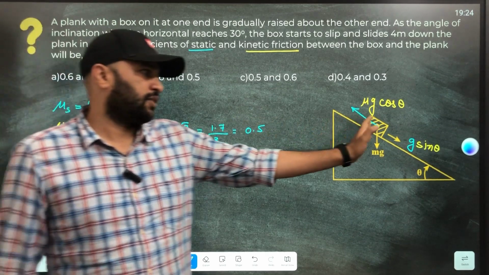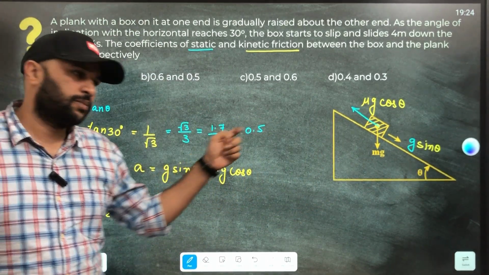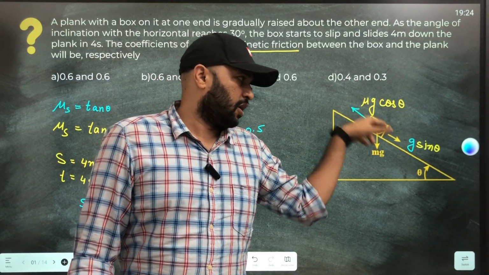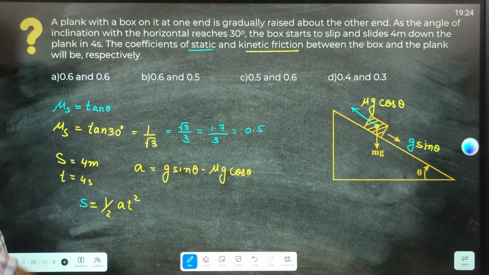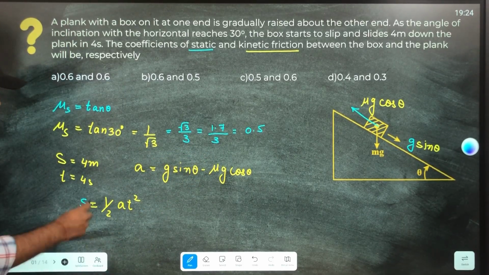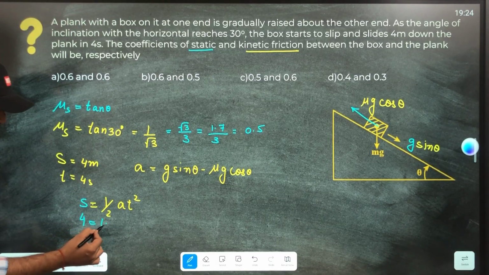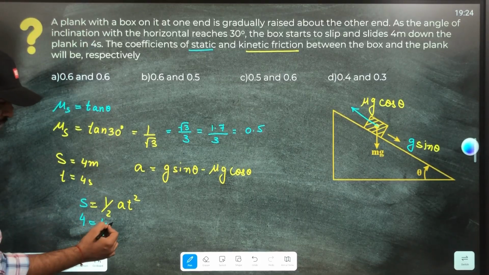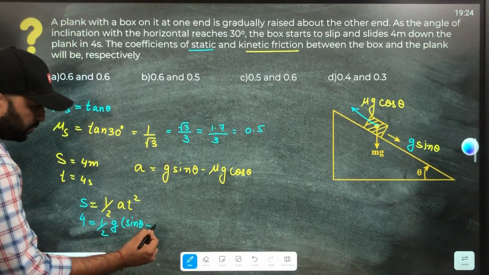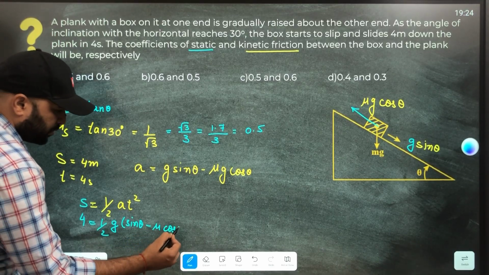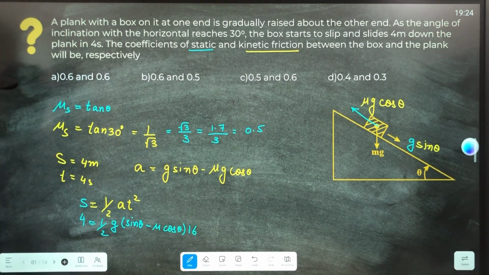The net acceleration acting on the block when it is moving down is this much. How did you get this? G sine theta is responsible for moving the block downward, and mu g cos theta is the acceleration due to friction. So the resultant will be this. The distance it travels is 4 meters as per the problem, half, and acceleration, let me substitute here, let's take g common, sine theta minus mu cos theta into t square. Time taken is 4 seconds, so t square will be 16. I hope this is clear, right?